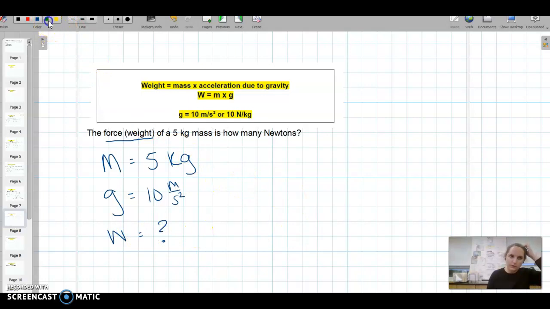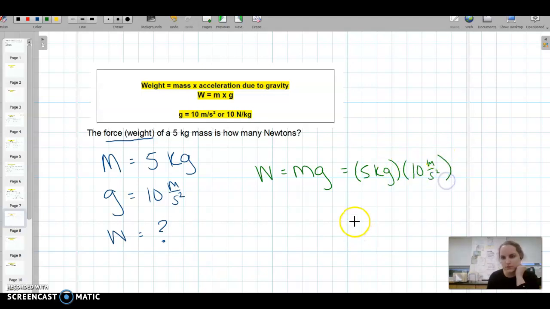So now in order to solve, we just rewrite our equation and plug in our knowns. So W equals mg, and m is your mass in kilograms, which was 5 kilograms, and g is 10 meters per second squared. So now we just do 5 times 10. So your weight is equal to 50. And what are the units here? Newtons. Great, let's jump to the next one.